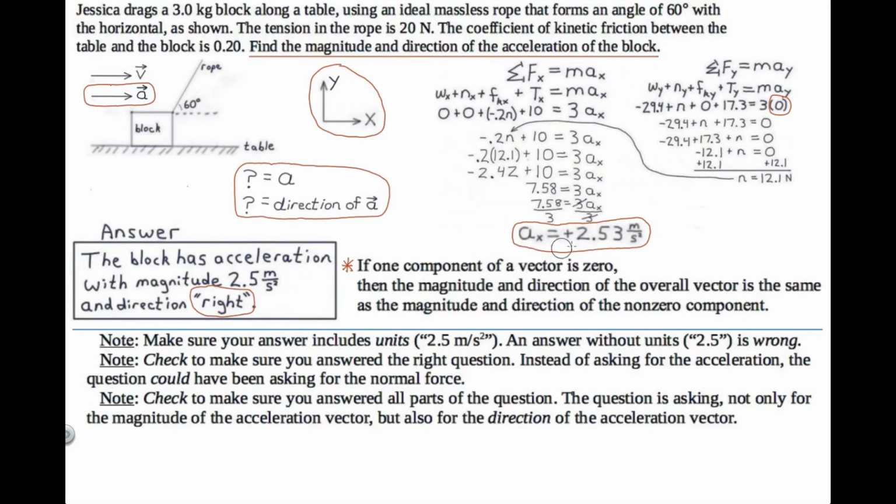A sub x is positive. Our positive x direction is right. So the overall acceleration vector points to the right, as I've drawn here. The magnitude of a sub x is 2.53 meters per second squared. So the magnitude of the overall acceleration vector is also 2.53 meters per second squared. In my final answer, I've rounded that result to 2 digits.